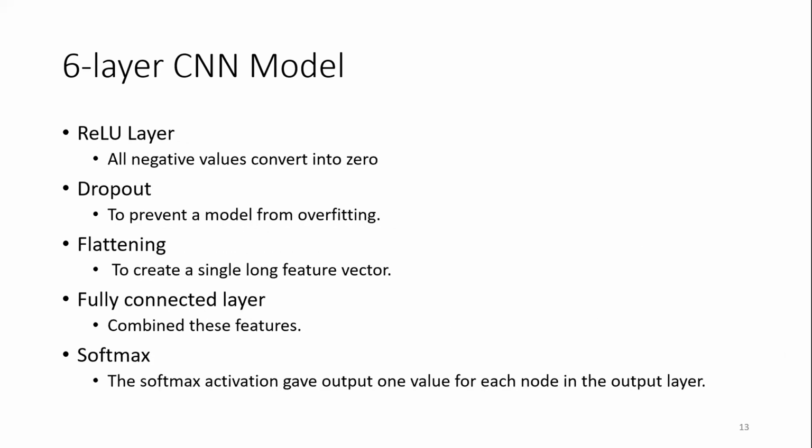Then the next one is the ReLU layer. It converts all negative values into 0. Then the dropout layer prevents the model from overfitting. Then flattening creates a single long feature vector. Then the fully connected layer combines all these features. Then finally it goes into the softmax. The softmax activation gives an output value for each node in the output layer.